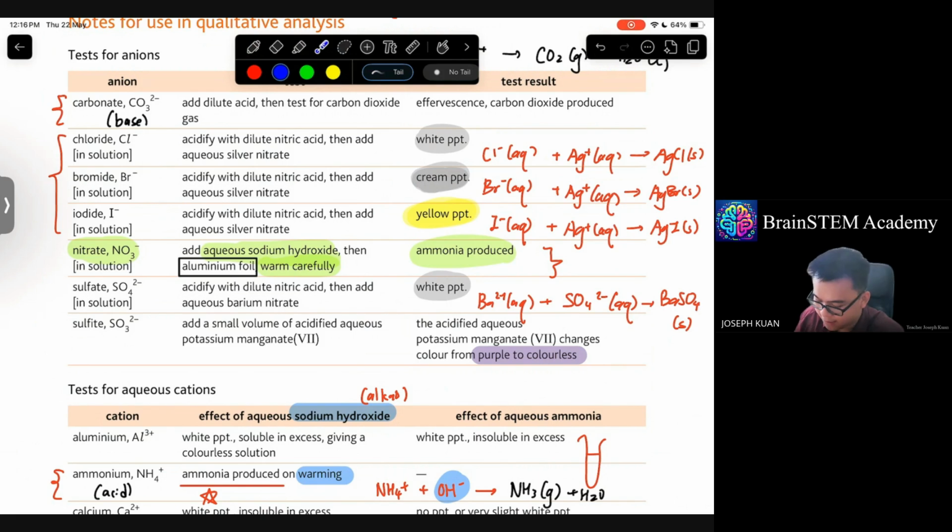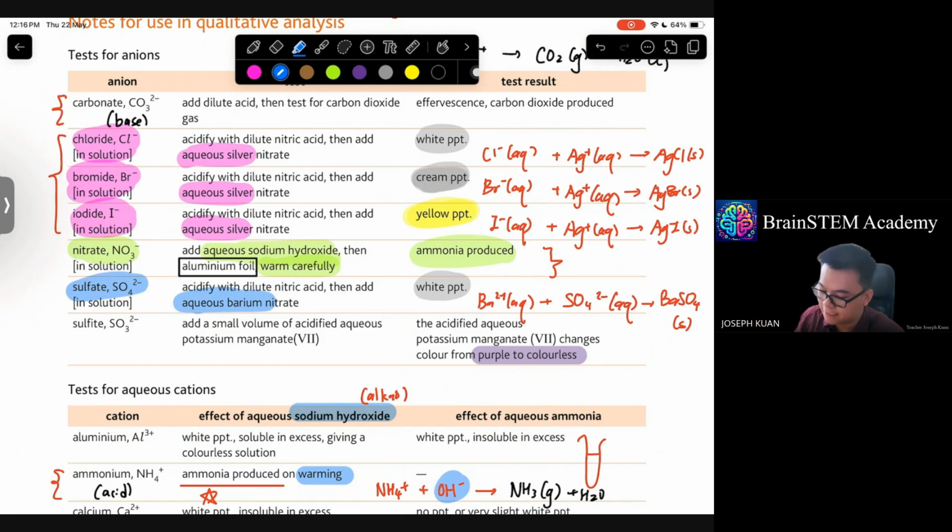Now, the next thing that we need to cover, right? Okay, so we have mentioned a keyword. So halides, we use silver, aqueous silver. In fact, let me use maybe a different color highlighter. Chloride, bromide, iodide, you use aqueous silver. Right? Then for your sulfate, we use our aqueous barium.